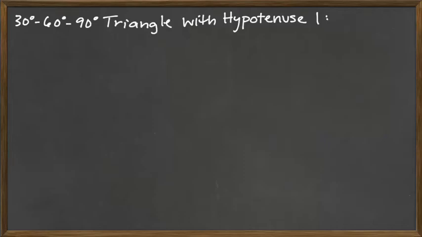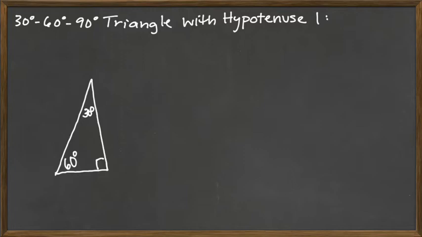In this video, we're going to be investigating a special right triangle that has degree angle measurements 30 degrees, 60 degrees, and then of course 90 degrees. So there's my right angle, 90 degrees. This other bigger angle here at the bottom is 60 degrees, and the smaller angle at the top is 30 degrees. We want this triangle to have hypotenuse 1.